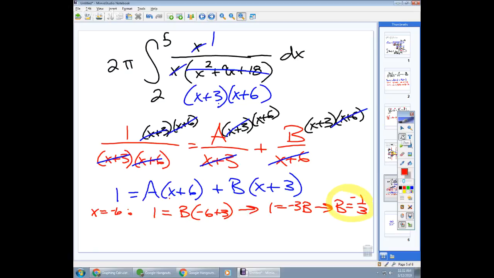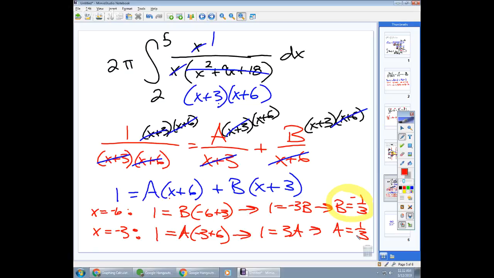Repeat, x equals what? -3. So 1 equals a times -3 plus 6. And b is definitely zeroed out, right? Yep. Not a bad idea to write that down under pressure. -3 plus 6 is 3. So a is +1/3. All right, we got our a and our b.